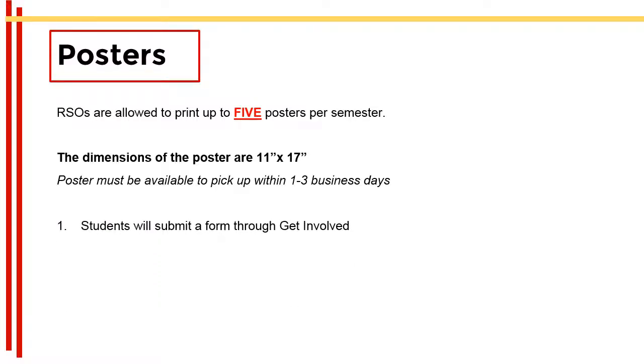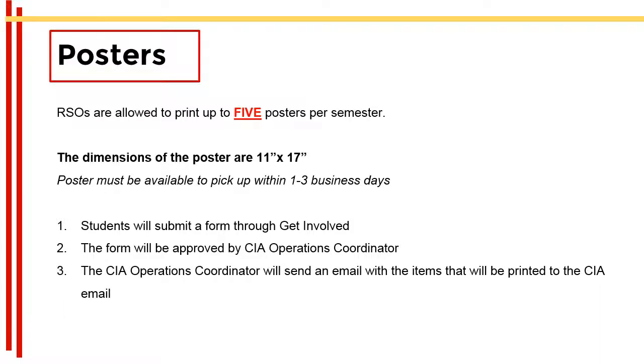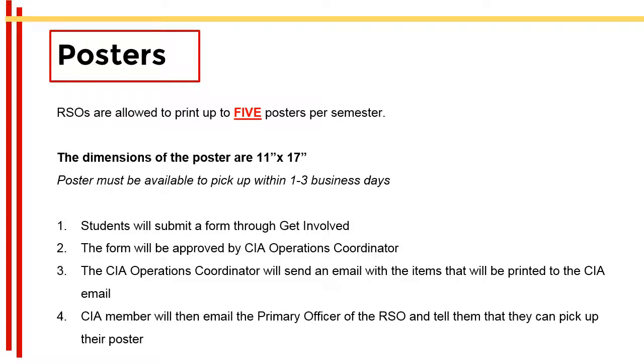First, the student from the RSO will submit a form through Get Involved, and the form will be received and approved by the CIA Operations Coordinator. Once that form has been approved, the CIA Operations Coordinator will send an email with the items that will be printed to the CIA email account. The CIA member will then email the primary officer of the RSO and tell them that they can pick up their poster after the poster has been printed. So making sure that once it's been approved, you take no longer than 1 to 3 business days to get it printed and to email the primary officer.